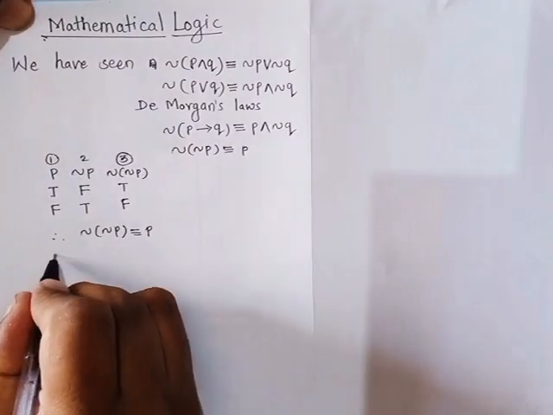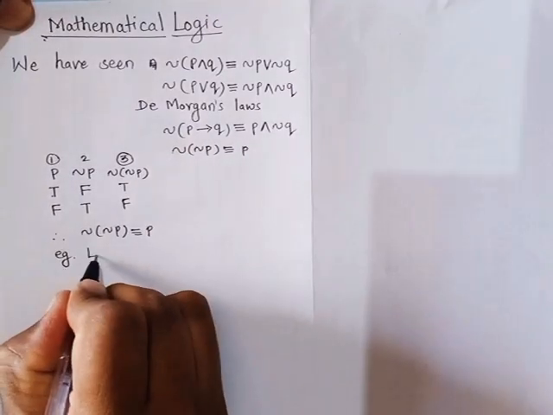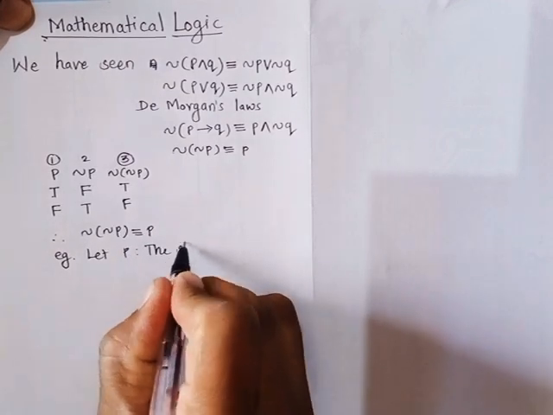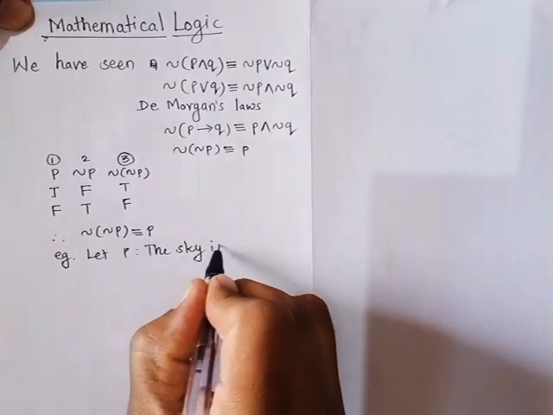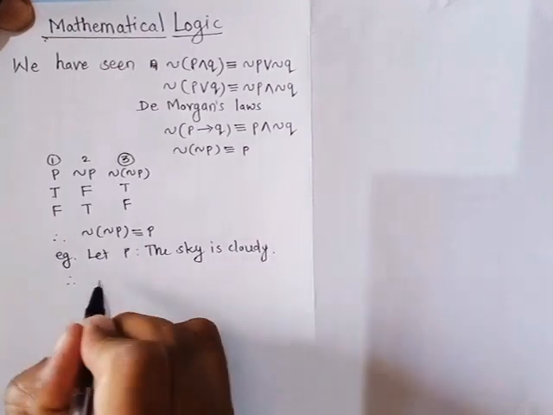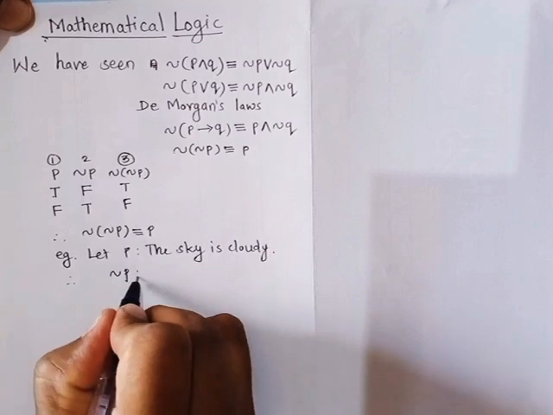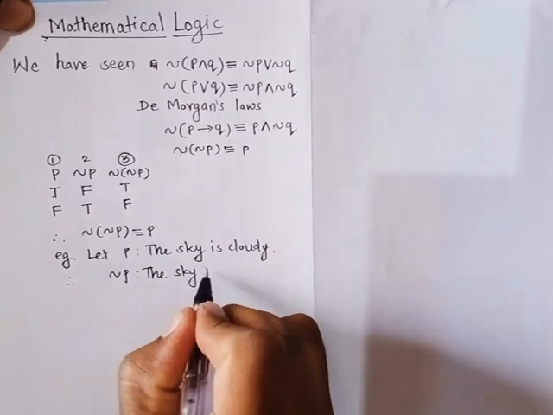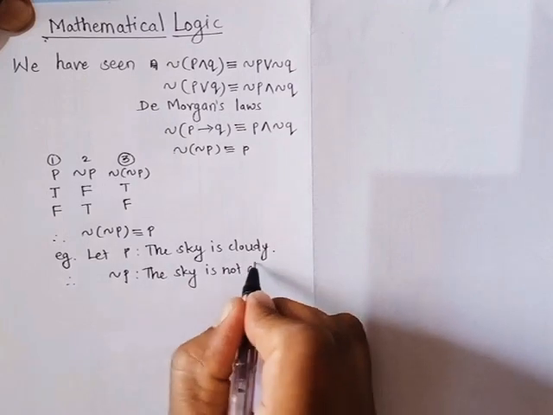For example, let P be the statement such that the sky is cloudy. Therefore, its negation is the statement such that the sky is not cloudy.